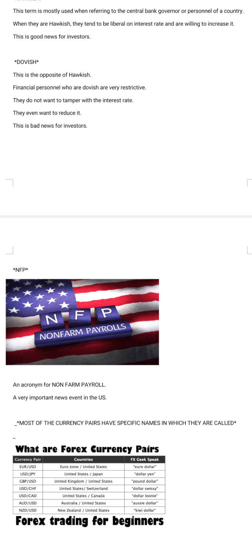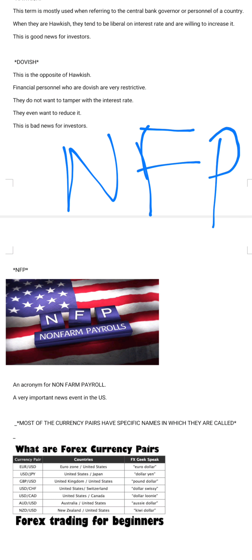Then we have what we call NFP, which means non-farm payroll. NFP takes place on the first Friday of every month. It is data that is brought out by the US government that shows how well their economy is doing. It shows statistics of key sectors of their economy, whether the economy is doing well or whether it is doing badly.